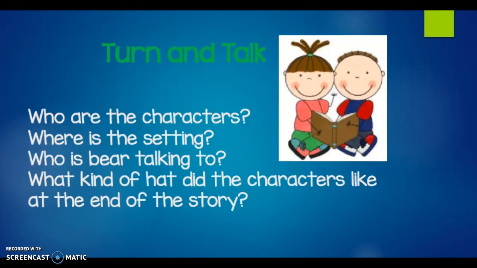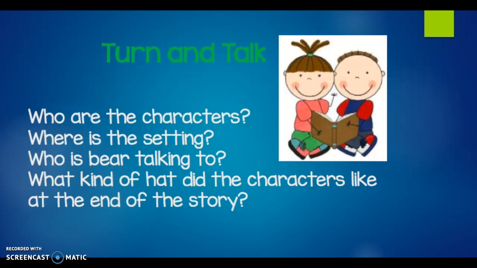Okay, did you use the illustrations to help you understand the story? If so, you'll be able to answer these 4 questions when I ask them again. Question 1. Who are the characters? Turn and tell your partner who the characters are. Did you say bear and bird? Give your partner a high five and say, "Good job, friend."